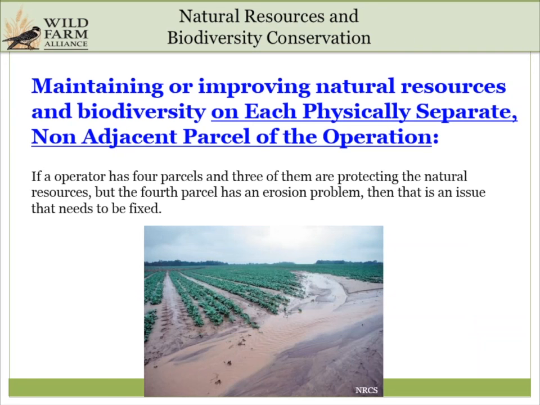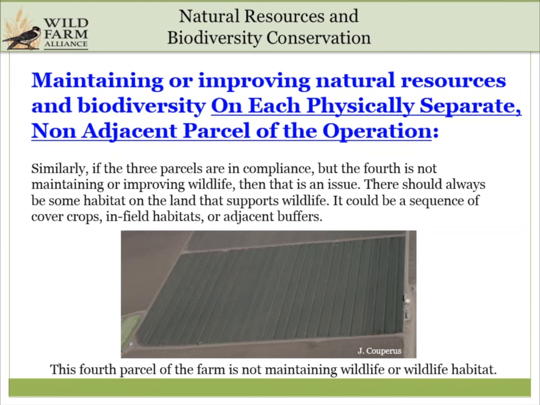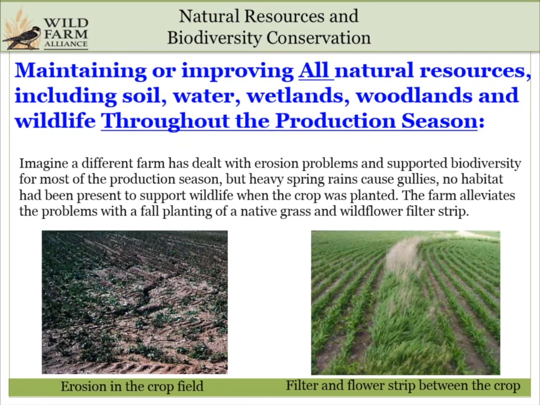So maintaining or improving natural resources and biodiversity should occur on each physically separate non-adjacent parcel of the operation. As an example, if an operator has 4 parcels and 3 of them are protecting natural resources, but the 4th parcel has an erosion problem, then it's pretty clear that this issue needs to be fixed. Similarly, if there are 3 parcels in compliance, but the 4th is not maintaining or improving wildlife, then it's an issue. There should always be some habitat on the land that supports wildlife. It could be a sequence of cover crops, infield habitats, or adjacent buffers.